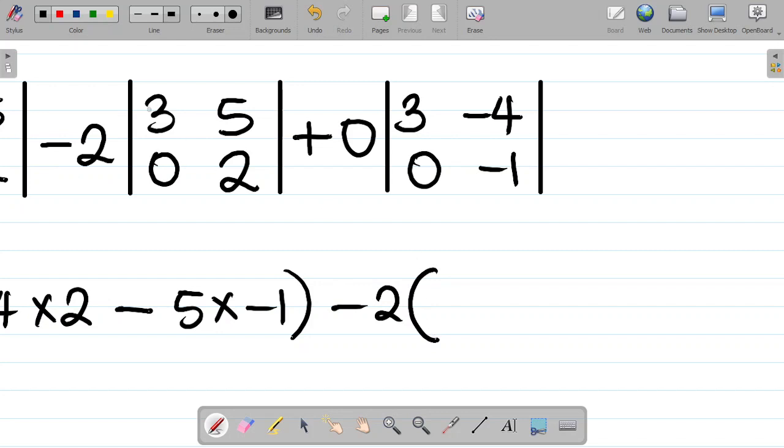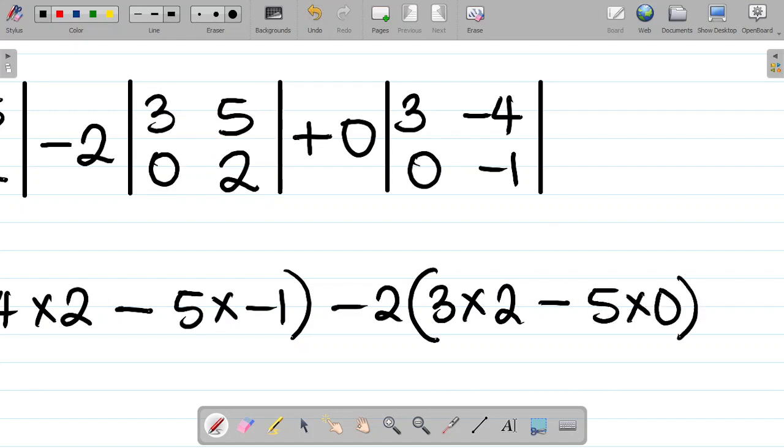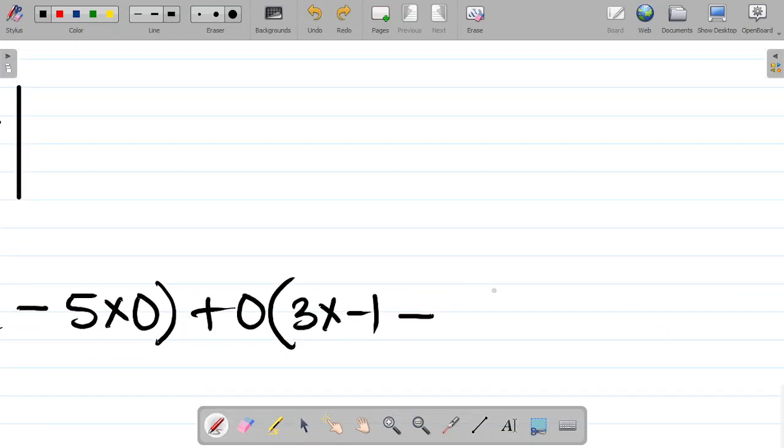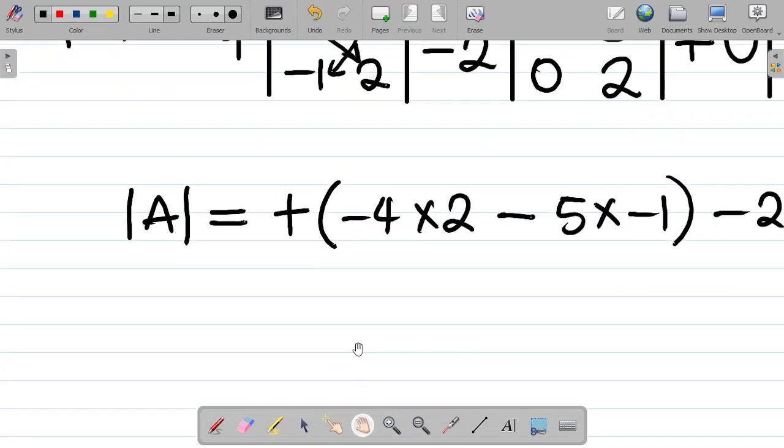Repeat the same process. Terms on the principal diagonal, this and this. That becomes 3 times 2 minus this times this, that's 5 times 0. Then plus 0 into this times this, which is 3 times minus 1, minus this times this, which is minus 4 times 0. So you have this. All right, let's solve this.